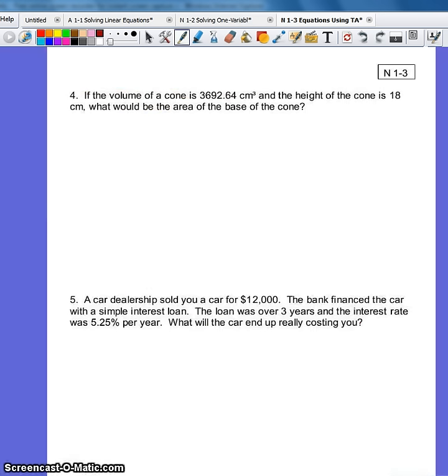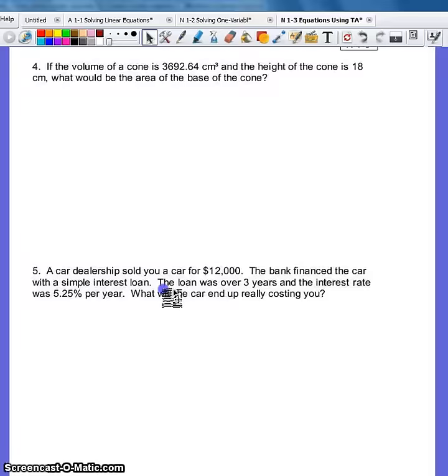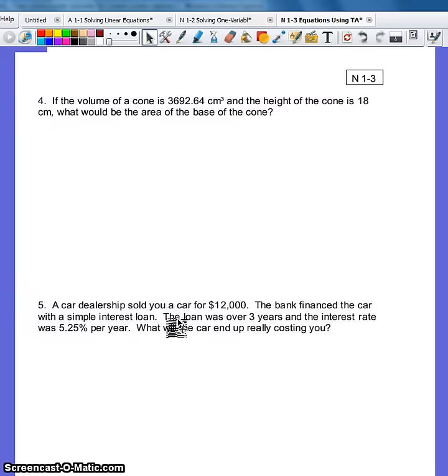Okay, now if you look at the next page, you'll see we have a couple more problems. I want you to go ahead and attempt to work number 4, because it's saying that we have the volume of a cone and the height of the cone. What will be the area? So attempt that, and then we'll start there in class tomorrow. Hope y'all took good notes, and I'll see you tomorrow. Have a good evening.